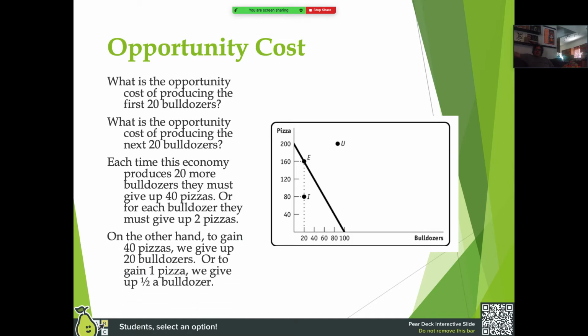And to gain 40 pizzas, we give up 20 bulldozers, or you just invert it. If we give up 1 for 2, then 1 would be 1/2 if we phrased it the other way. Again, we'll talk about this tomorrow and when we get into comparative advantage on Friday, but that's the idea. This is a constant opportunity cost. The straight line says for every one, I'm giving up the same amount. It doesn't change.